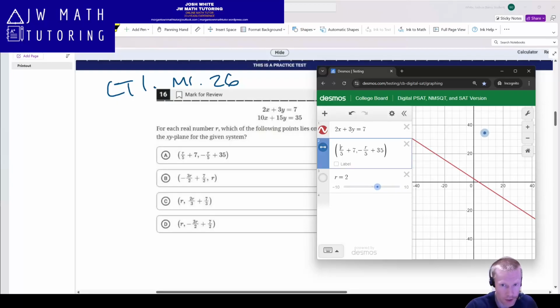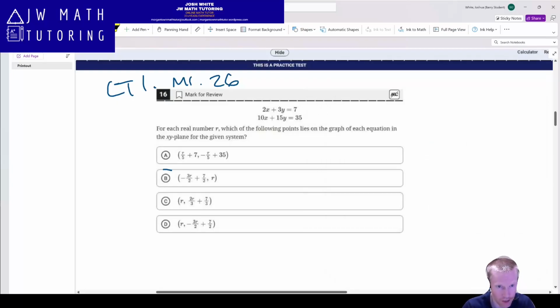So now we can move on to answer choice B. Okay, if you look at this one, notice no matter where I slide it, it is on the line. So B is going to be the correct answer. Now, you could try C, you could try D. They're not going to be on the line. I won't spend time typing them in, but you can go and verify it for yourself. But this is going to be the correct answer.